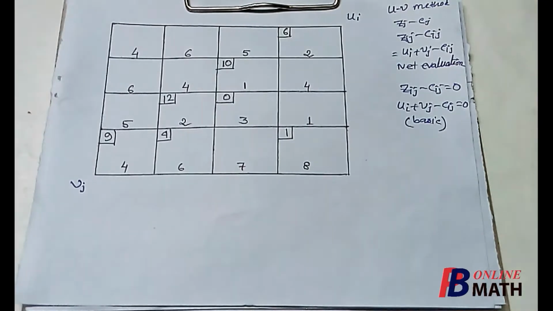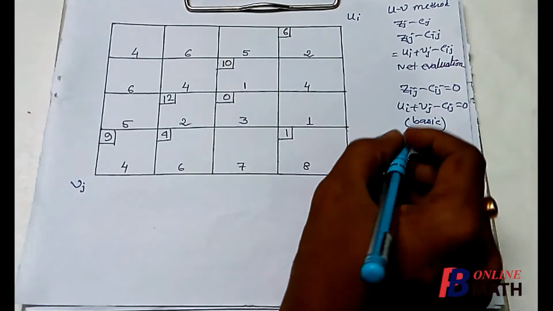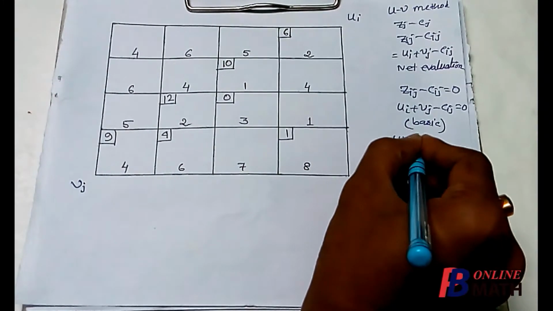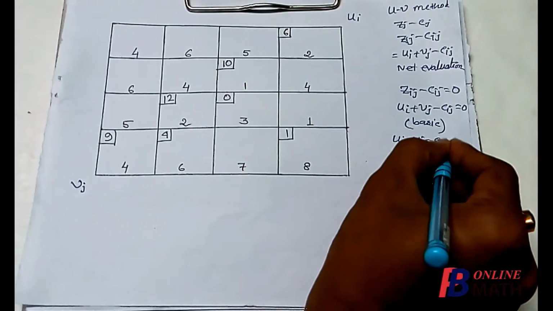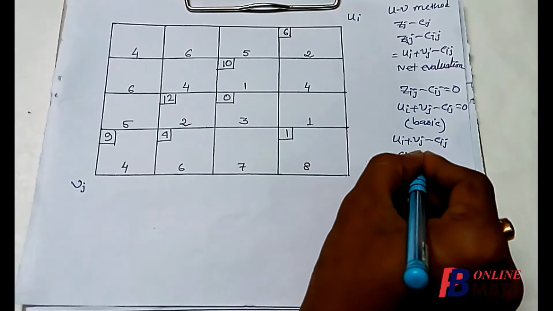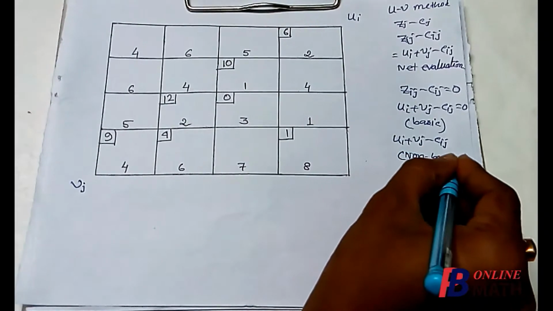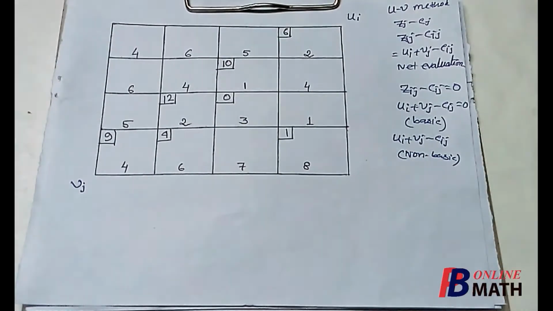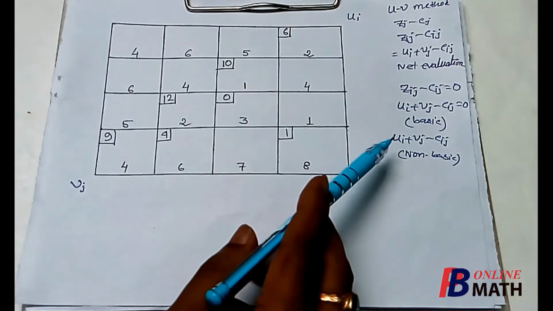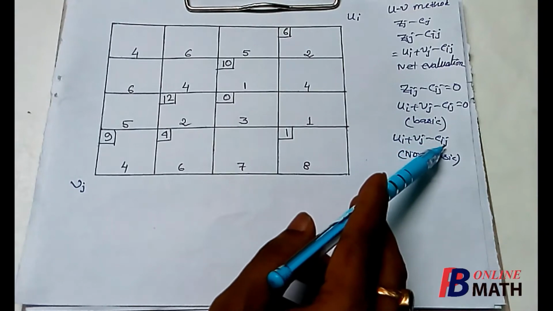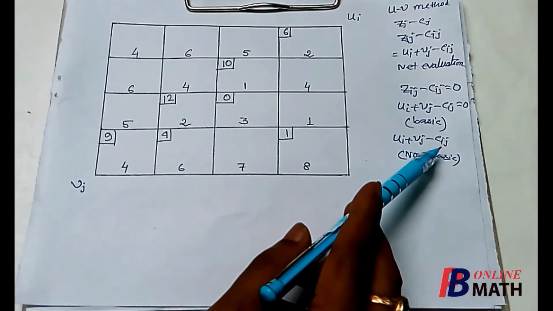But for non-basic cells, we have to find the values of zij minus cij. That means for a non-basic cell, we have to find ui plus vj minus cij. Now if we find that for all the non-basic cells, the values of ui plus vj minus cij are all non-positive, then the optimality condition is satisfied.